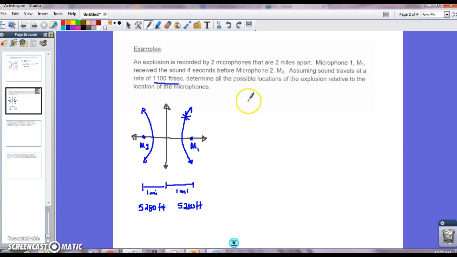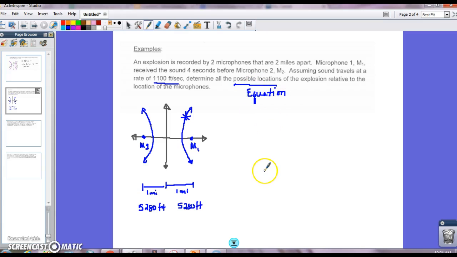And let me be clear, when it says determine all the possible locations, they're not asking you for the actual, like, you're 10 feet from microphone 1 and 500 feet from microphone 2. They don't mean that. When they ask you to determine all possible locations, they're actually looking for the equation. They're asking you for the equation of this hyperbola. I just want to be really clear that that's what they're looking for.